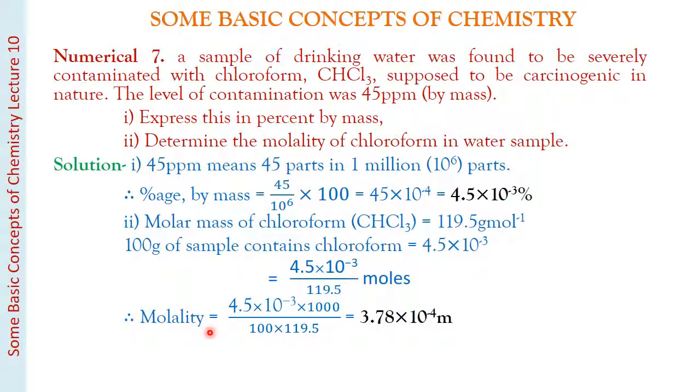So now molality would be 4.5 into 10 power minus 3 divided by 119.5, divided further by the mass of the solvent, which we had as 100 grams, and this you will multiply by 1000 so that you convert these grams into kilograms. So it would have been 100 divided by 1000. The 1000 goes up. So we have 3.78 into 10 power minus 4 molal solution.